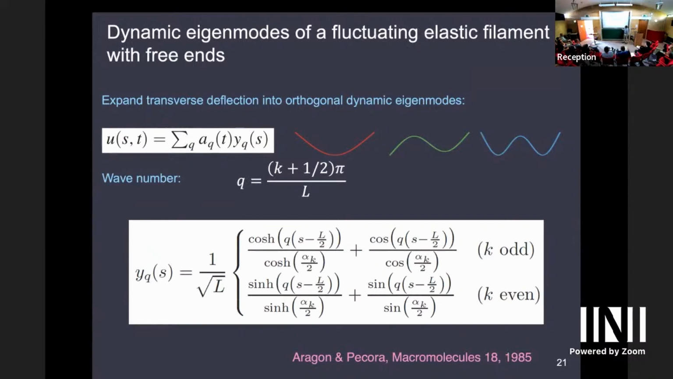And there's a wave number, of course, and since we're looking at filaments of different lengths, we want to plot things in terms of the actual wave number, which is related to the mode number, and then of course the overall contour length of that particular filament. And so first mode, second mode, third mode look like you expect them to look like.